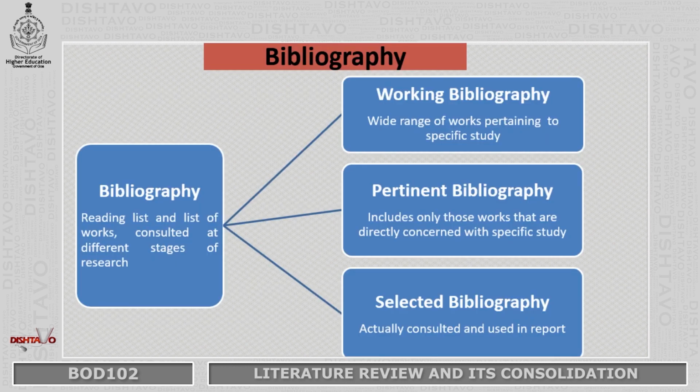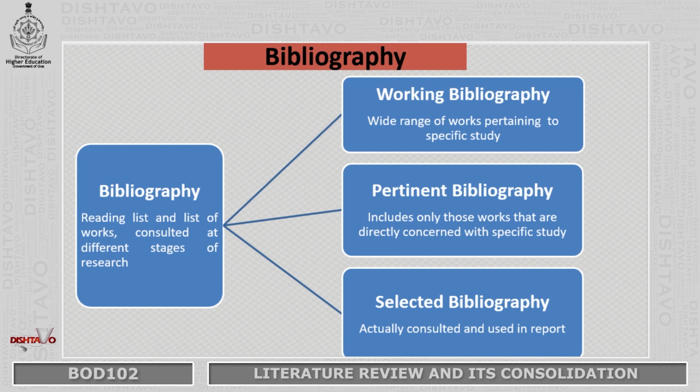Now let us understand what is the meaning of the word bibliography. Bibliography refers to the reading list and the list of works consulted at different stages of research. Bibliography can be categorized into three categories. The first one is called working bibliography. The second one is called pertinent bibliography. And the third one is called selected bibliography.